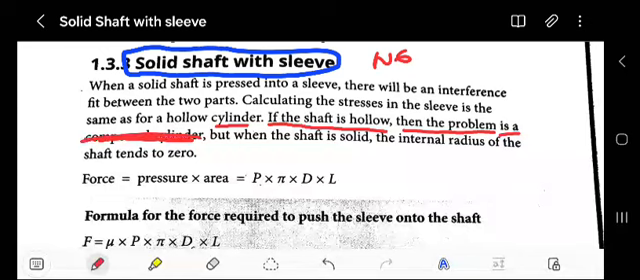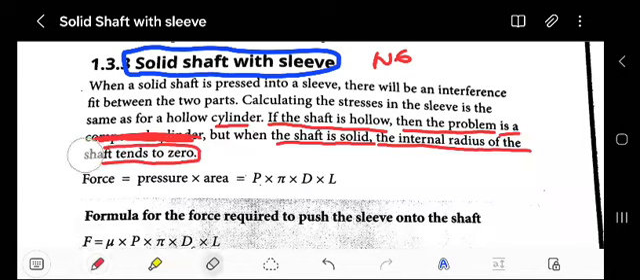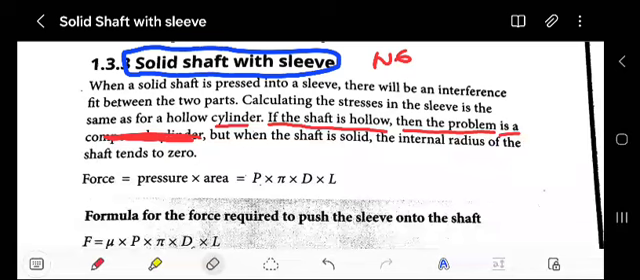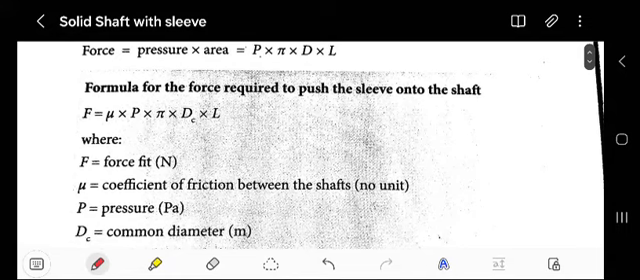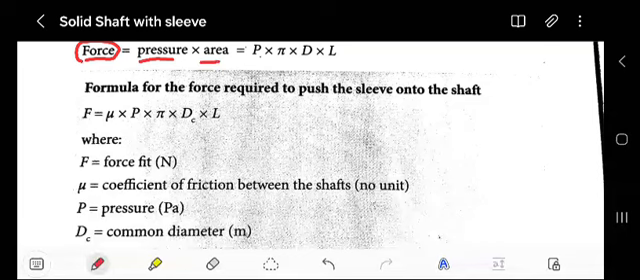But when the shaft is solid, I want us to focus on this. When the shaft is solid, the internal radius of the shaft tends to 0, which is fine. What is important for you to know now is that the force, as we know, equals pressure multiplied by area. The pressure is given here, and the area is pi d l.